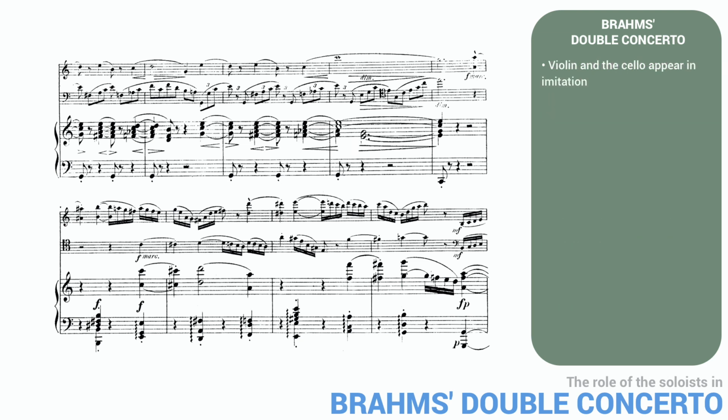Next, the violin and the cello appear in imitation. Note how the orchestra doubles only the main notes of the cello line, but not all of them. This is heterophony, with the cello being more active than the orchestra.